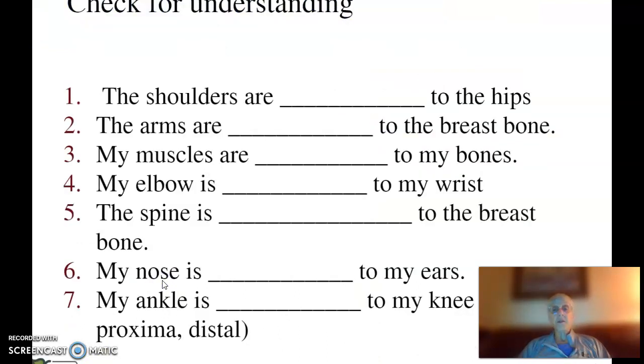So what we're going to do with this is, number one, on your notes, go ahead and answer these 7 questions. Put the appropriate word in that goes with it. When you look at this, for number 7, I give you the option of proximal or distal because you could also use superior and inferior. So answer those, compare it with your shoulder partner.